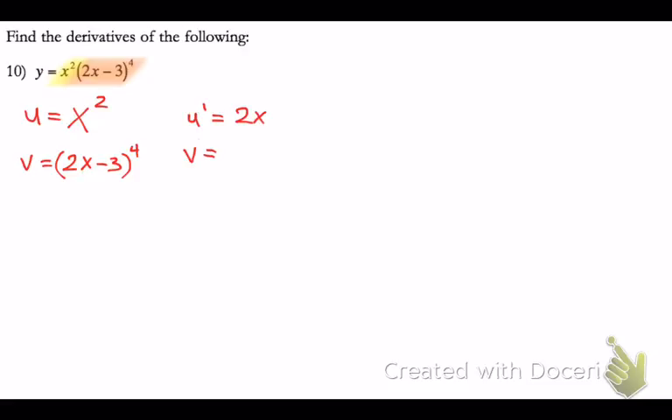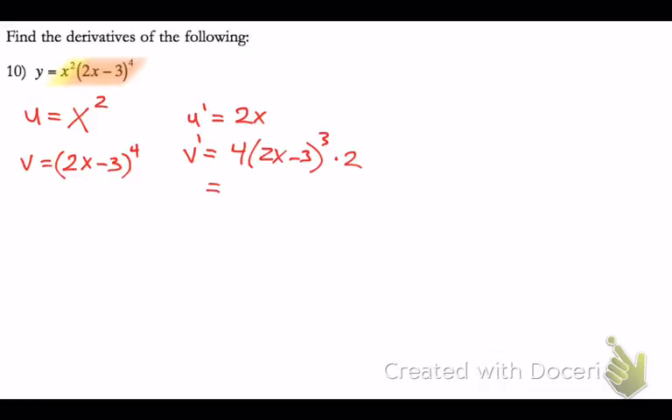V prime is the one that we need to use the chain rule for. So if you would like to write it out, write it out. If you don't need to write it out, don't write it out. But find the derivative of v really quick using the chain rule. All right, the derivative of 2x minus 3 to the fourth power using the chain rule. The derivative of the outside function is 4 times the inside cubed, so that's 4 times the inside cubed times the derivative of the inside. And the derivative of 2x minus 3 is just 2.